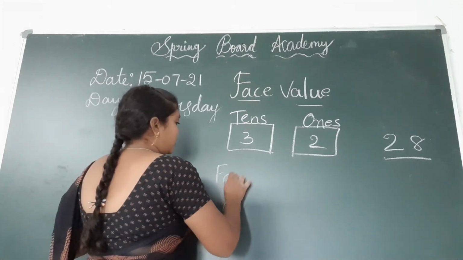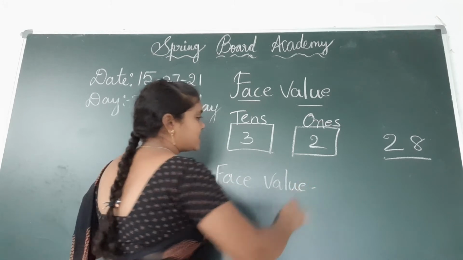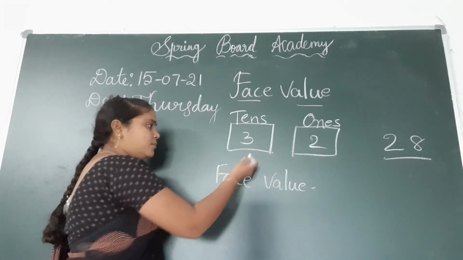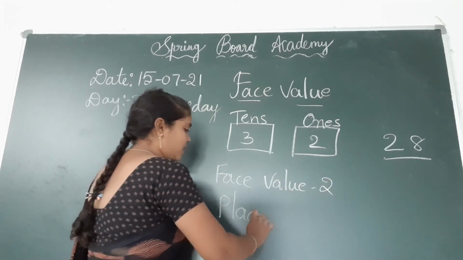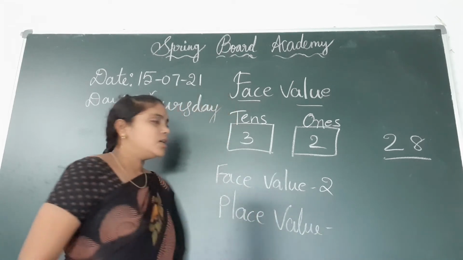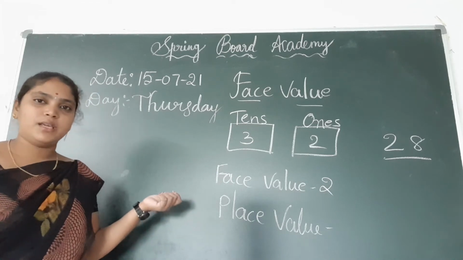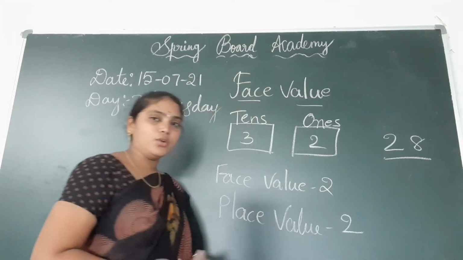Okay, now we will write the face value. What is the face value of 2, children? Face value means we have to write the same digit. Write 2. Now coming to the place value. What is the place value of 2? Where is the number 2 here? 2 is in the ones place only.